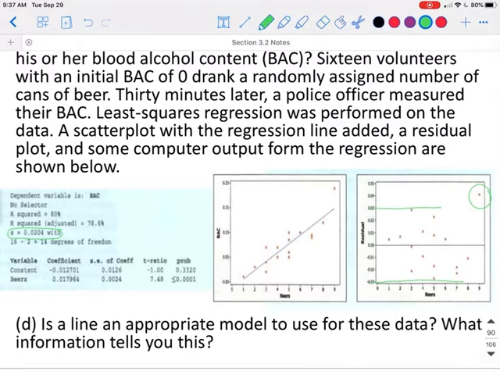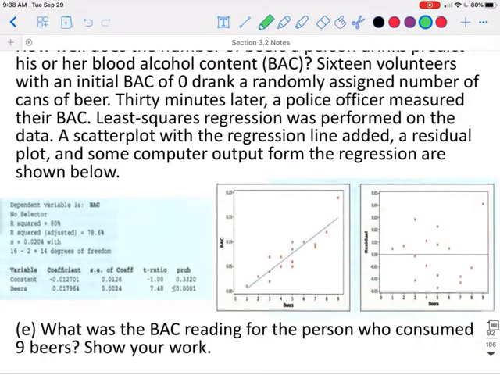Now, we do need to put this back into context. That might be too large of a prediction error because the legal limit is 0.08 for being able to drive. So if you're under a 0.08, you're still legally able to drive. So if our prediction is off by 0.02, that's a quarter of that limit. If we look at our R squared value, we have R squared as 80%. So that means 80% of the variation in the subject's blood alcohol content reading is accounted for by the least squares regression line.